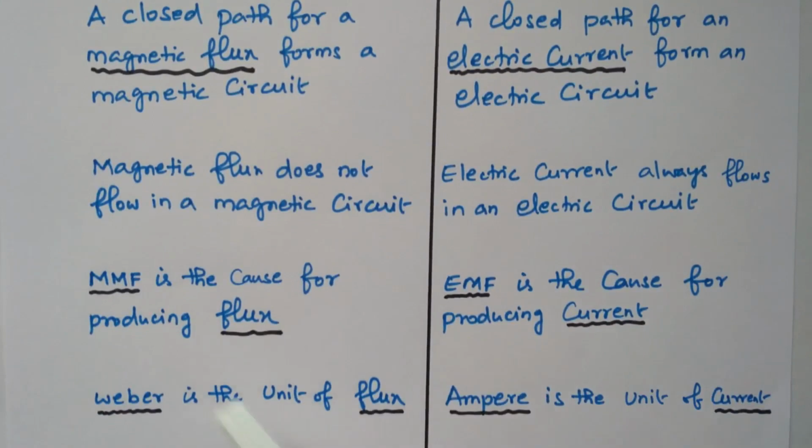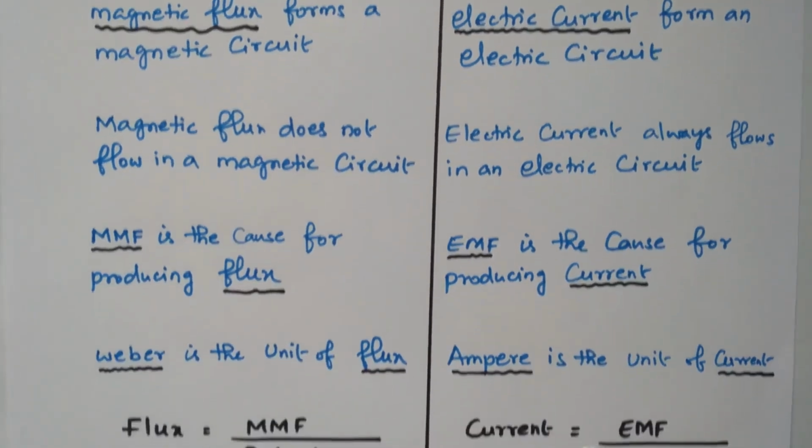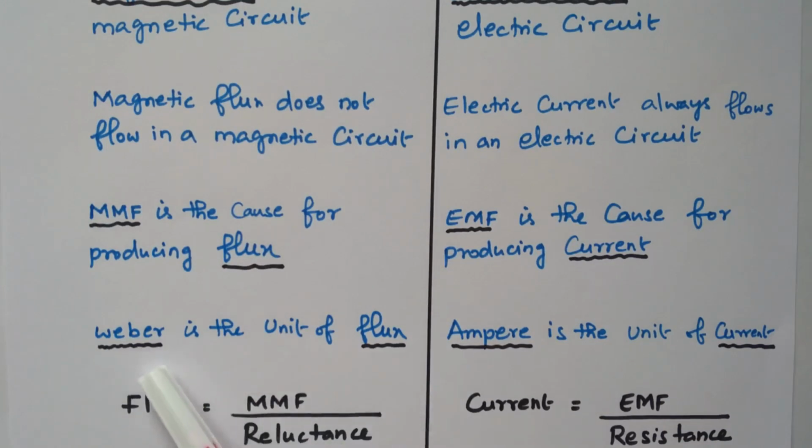Then the MMF, magnetomotive force, is the cause for producing the flux. Similarly here, electromotive force, EMF, is the cause for producing the current. So the current is produced from electromotive force, and flux is produced from magnetomotive force. The unit for flux is Weber, the unit for current is ampere. So it is clear that the flux in the magnetic circuit is equivalent to the current in the electric circuit.